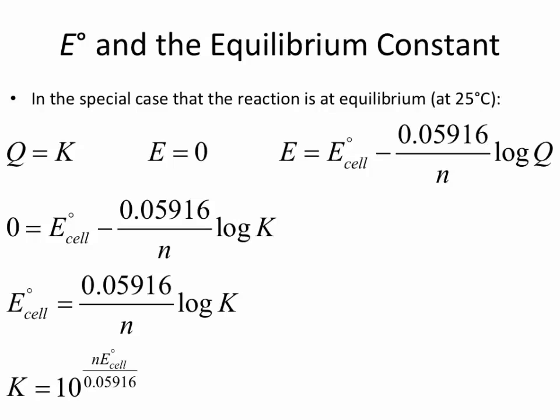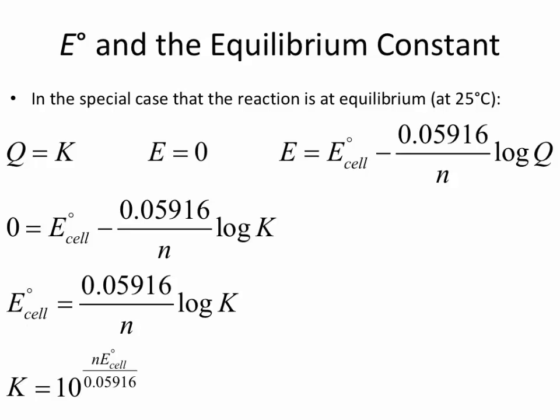Now in the special case that the reaction is at equilibrium at 25 degrees C, Q is equal to K, and we know that E is equal to 0. Remember, this is what we had on the last slide. When we plug in 0 for E and K for Q, we get 0 is equal to E0 cell minus 0.05916 divided by n times log of K. If we then move this term to the other side, we have E0 cell is equal to 0.05916 divided by n times log of K.